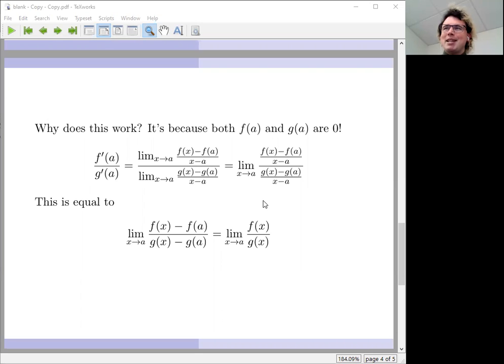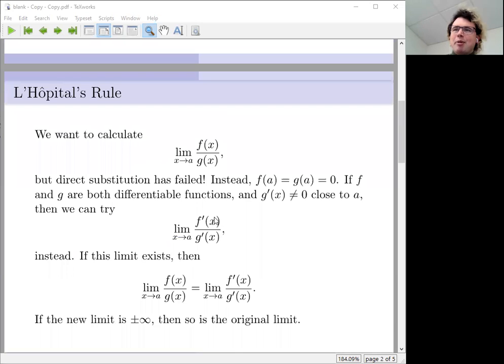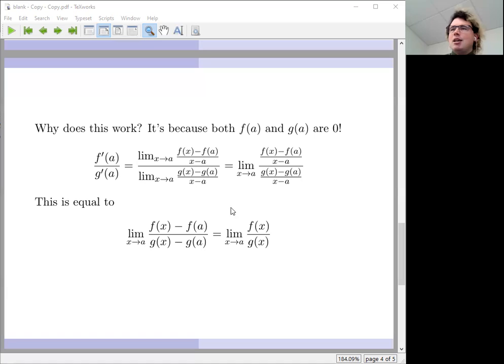We need to be very precise in the way that we use this technique. The reason why it works is exactly because both of these function values are equal to 0. So when I calculate the limit of their derivatives, I'm looking at this formula, the limit of f prime of x divided by g prime of x. If I was able to use direct substitution there, I'd get f prime of a divided by g prime of a. Why should that be equal to the limit I started with?